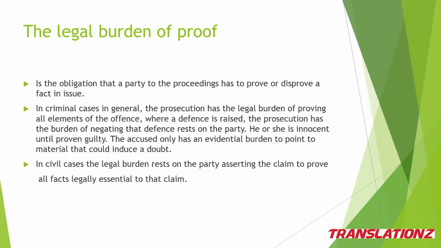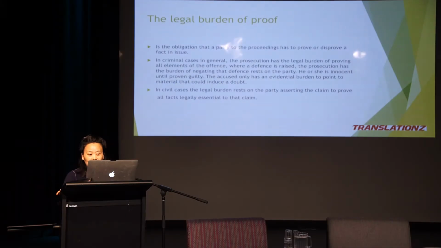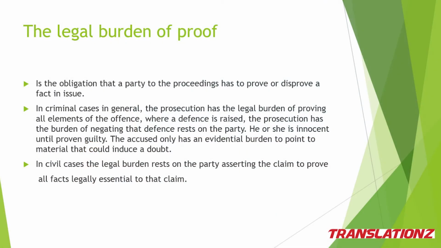So in criminal cases, basically the Crown has a legal burden of proving all the elements of the offence. Sometimes, even if it's murder, maybe one element is not there because this person is insane, whatever. Under exceptional circumstances, the person can walk away, not guilty. So the prosecution has to prove all elements of the offence. The prosecution also has the burden of negating that defence rests on the party.